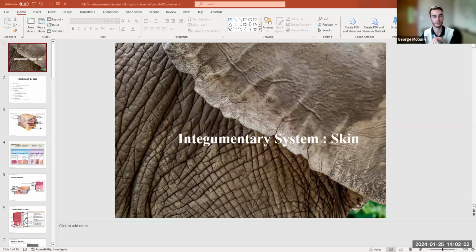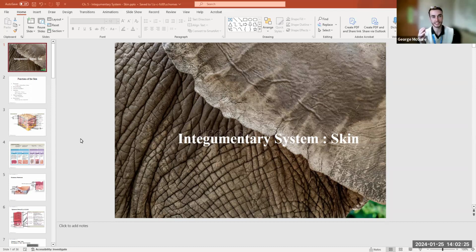I want to give us the opportunity to review those questions and talk about them at some point. And we may get to have some time at the end of today's lecture, and that could be something we use the rest of that time with. But the main plan for today is to get through chapter 5, which is all about the integumentary system, aka our skin.